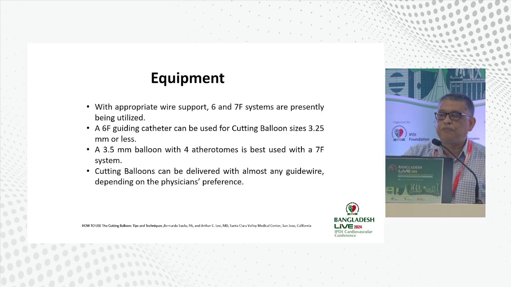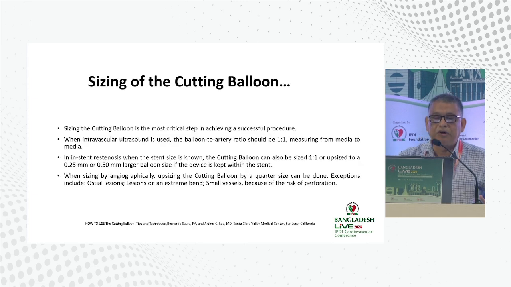For the equipment of using cutting balloons: if the balloon size is less than 3.5 millimeter, a 6 French catheter is okay. If it is more than 3.5 size, you should have a 7 French catheter. Sizing of the cutting balloon should be done with an IVUS previously, and the IVUS size should be from media to media, and the ratio of balloon to artery should be 1:1. Oversizing of the cutting balloon should not be done.